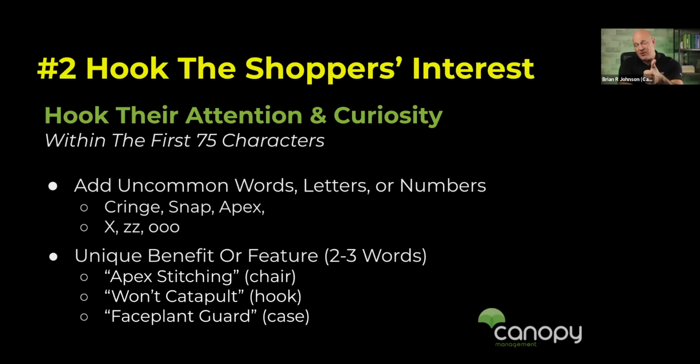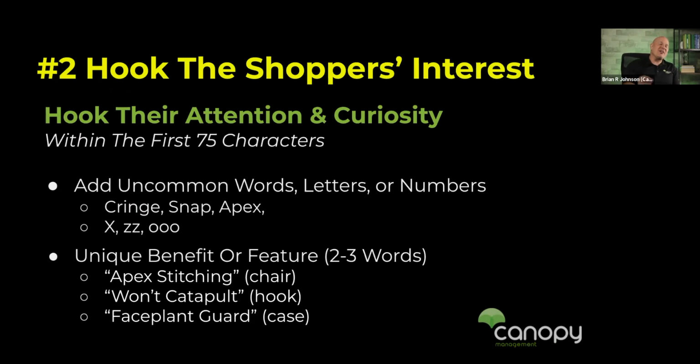You've got to grab their attention so they pause for a second and look at your image and then look at your title. You want to have 2 or 3 words in your first 75 characters that beg the attention and say, okay, I want to know more because that benefit means something to me. Some of the things that I use, like in this example here, I sometimes like to be funny, a little cheeky. If I'm selling a hook product or something that has a hook, I might say in the title, won't catapult.